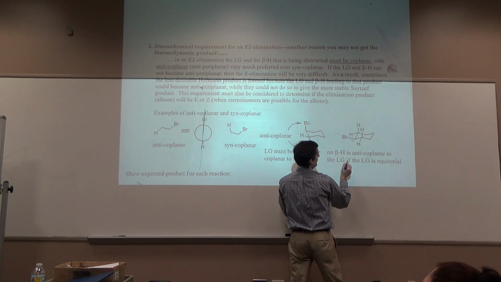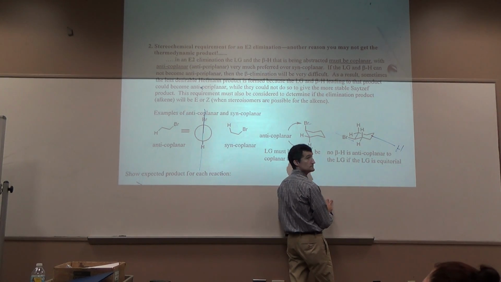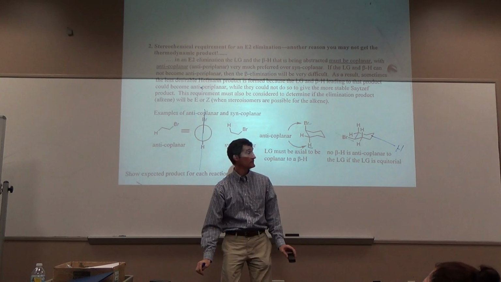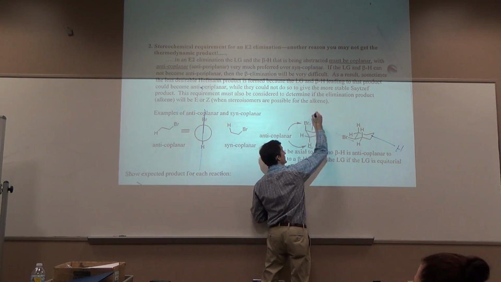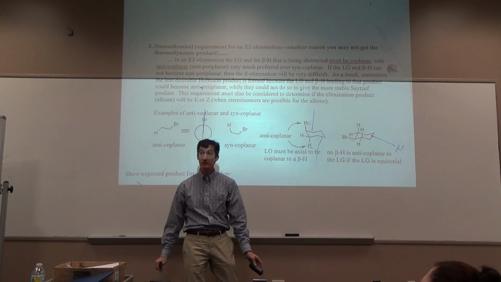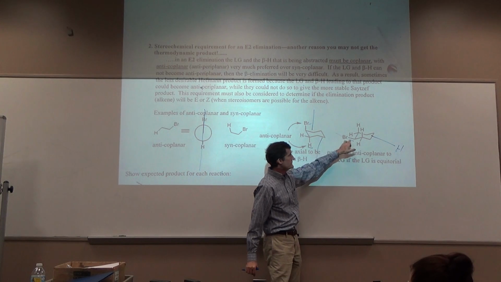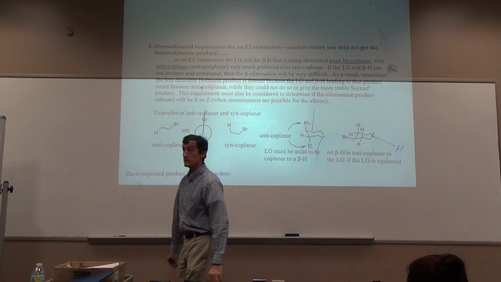Bromine is there. Which H is projected like that of the four? None. But here, bromine is straight up, so which one is straight down compared to that? What I underline. When the bromine is axial, none of the H's are coplanar.